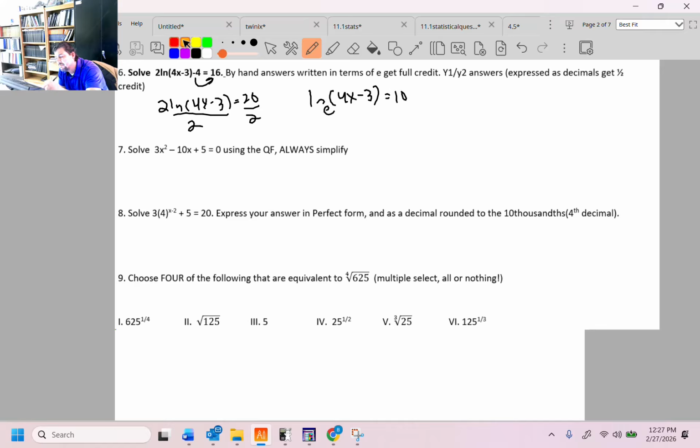I put in the understood base of e. Base, argument, exponent. Look at your TI-84. Look at the ln key. There's a blue e there. I swear there is. e to the 10th must equal 4x minus 3. I'm going to add 3 to both sides. e to the 10th plus 3 is now 4x. I'm just going to divide out that 4, and I am done.